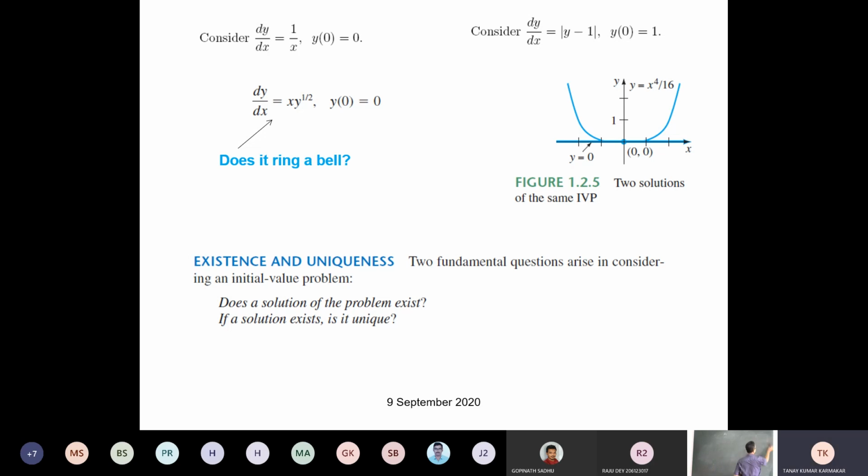I think, sir, you want to know which functions will have a solution or not, and if a function has a solution, how many solutions there will be. Yes, you got it, and I really appreciate that. Okay, so in the first case, dy/dx equals 1 by x, and then y(0) equals 0, right? Now can you find a solution to this differential equation?